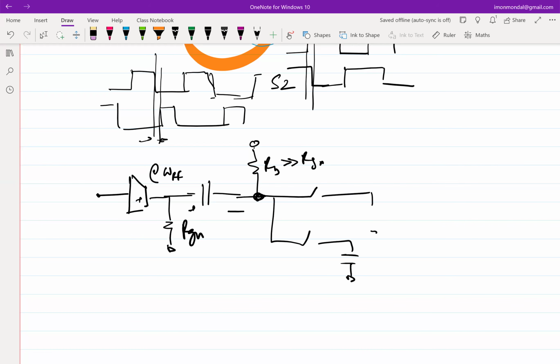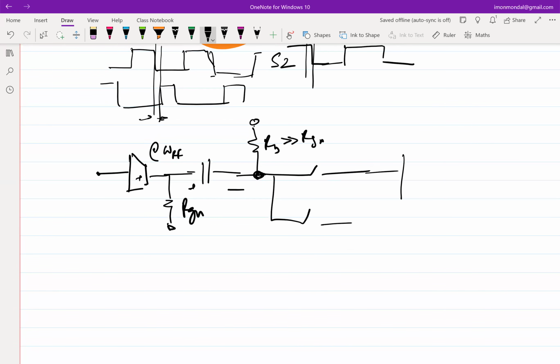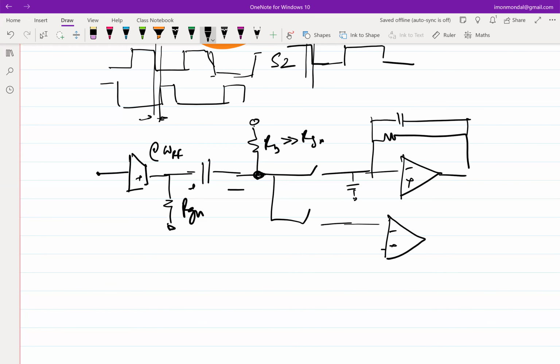But this is the one where I have used a capacitor at this end, but the one that we were discussing in the previous lecture was having an op amp here. And this can be a fully differential op amp or two single-ended op amps. I'll leave it up to you.